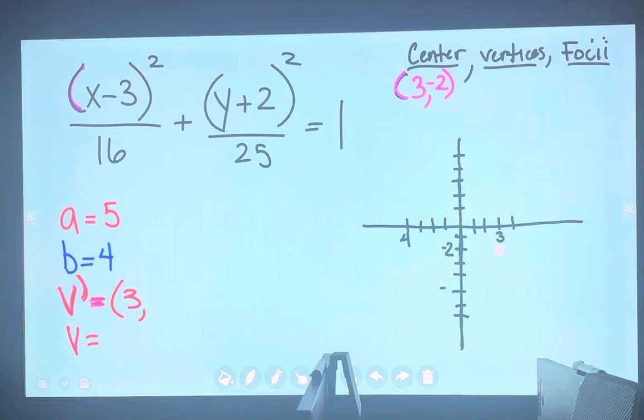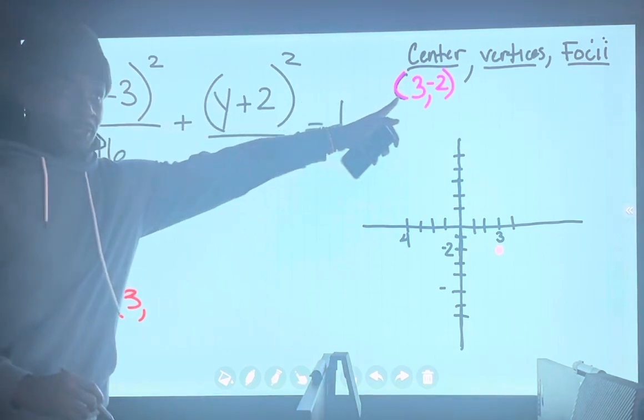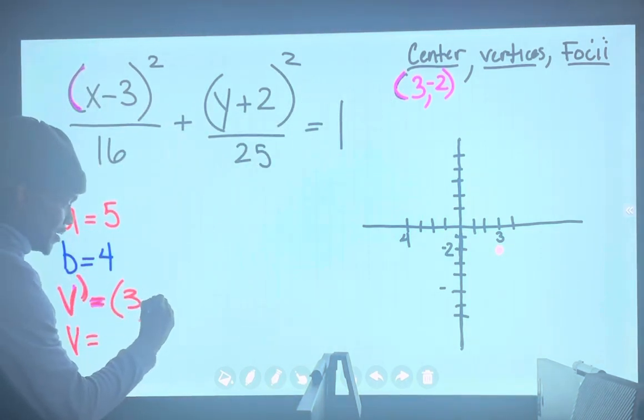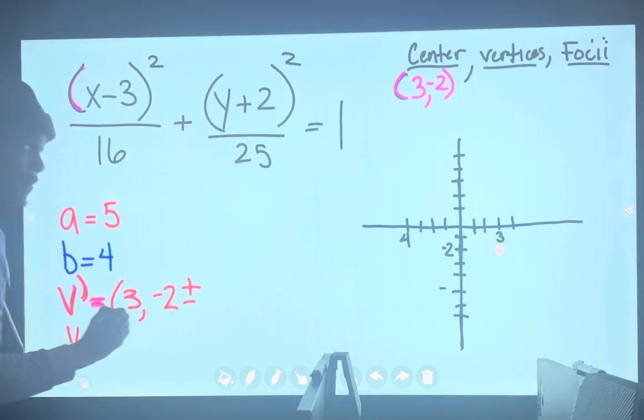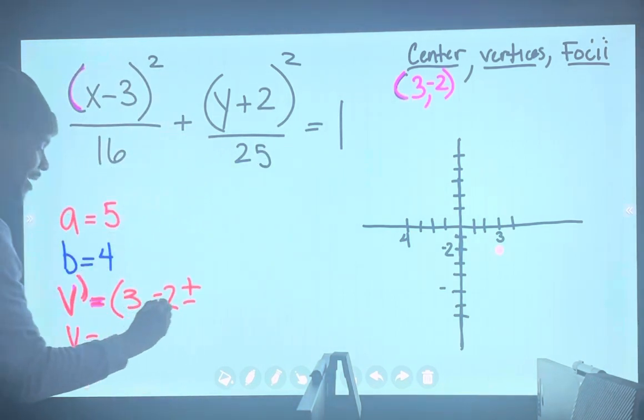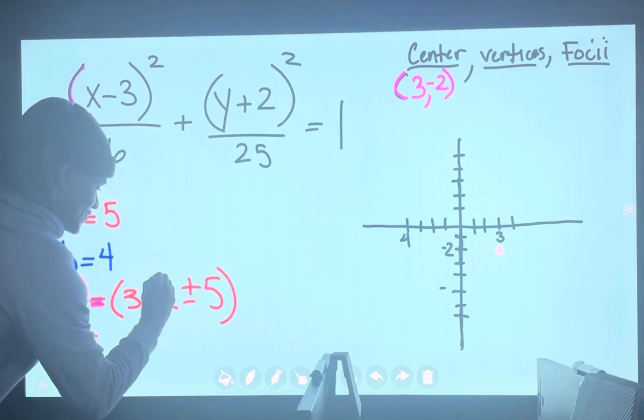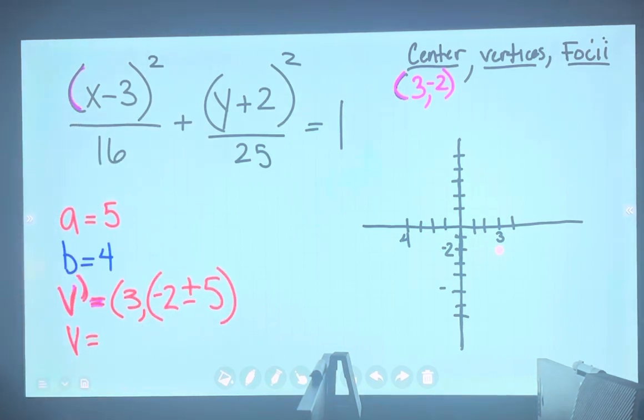You with me? Yeah, because that's the H. This is the 8. So for the major axis, we're going to be adding 5. So it's at the H value, -2, which is your K, plus or minus 5. It's just the extra step. So pay close attention. It's not that bad.